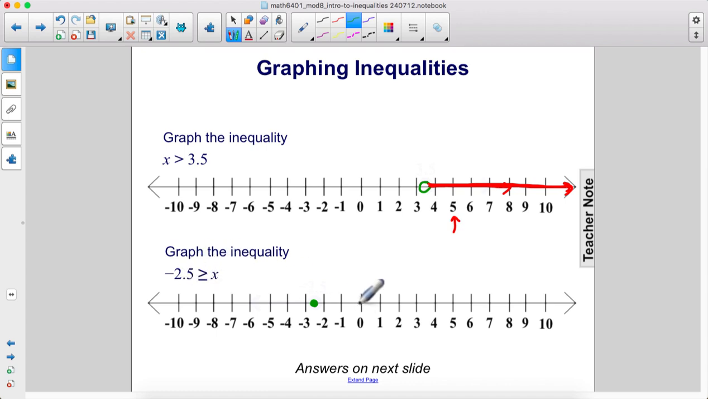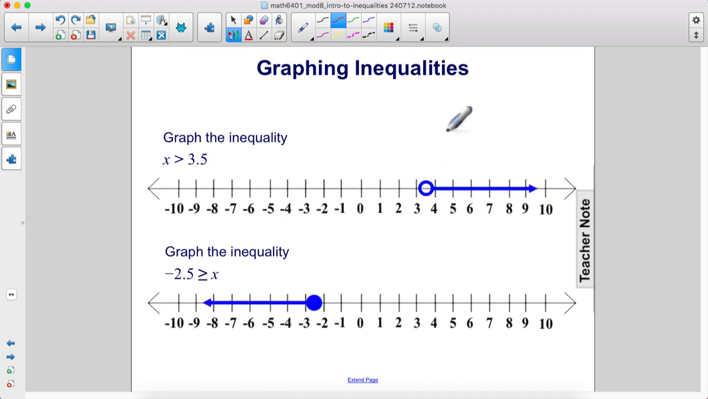So let's test a number and see if it's true. If we put 0 in, is 0 less than or equal to negative 2.5? No, that's not true. Let's try negative 5. Is negative 2.5 greater than or equal to negative 5? That is true. So our ray is going to go this way, just like that.